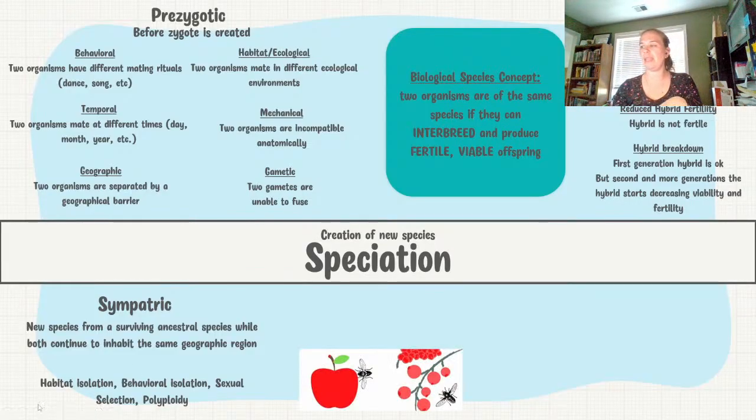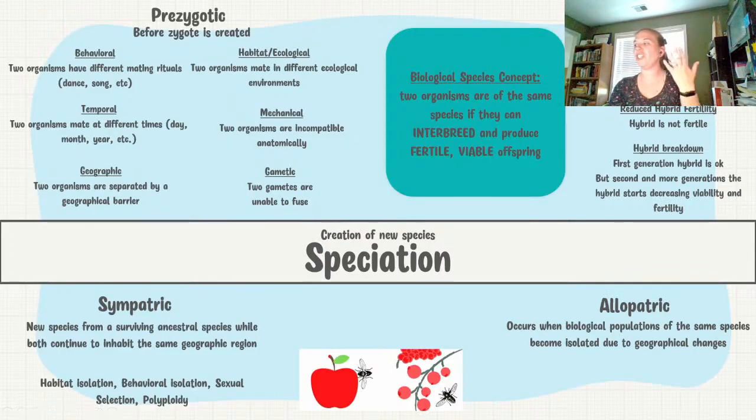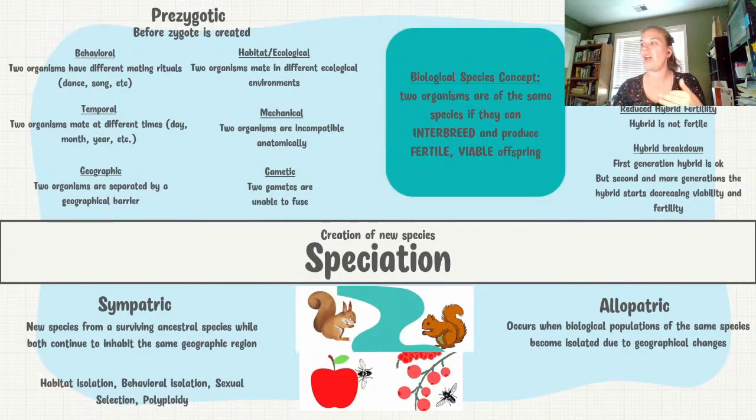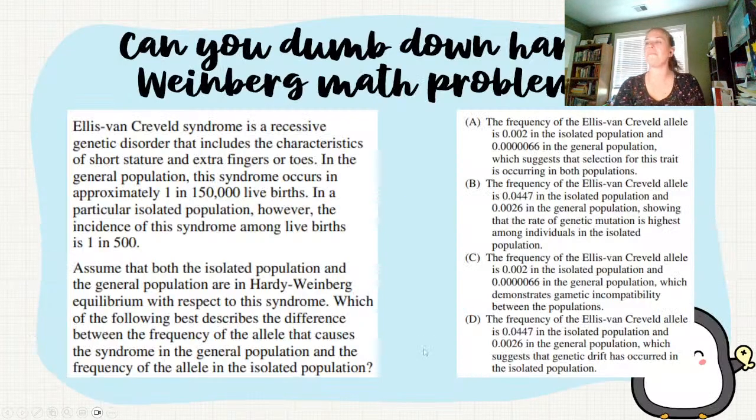Here you can see the apple maggot and then the hawthorn maggot or blueberry maggot. Anyways, they don't mate with each other because they're on different plants. Allopatric has to do with a geographical barrier. They're not going to mate with each other because there is a geographical difference. Something blocks them from each other. These two chipmunks, squirrels, whatever they are, aren't going to mate with each other because now the Colorado River is between them. Okay.